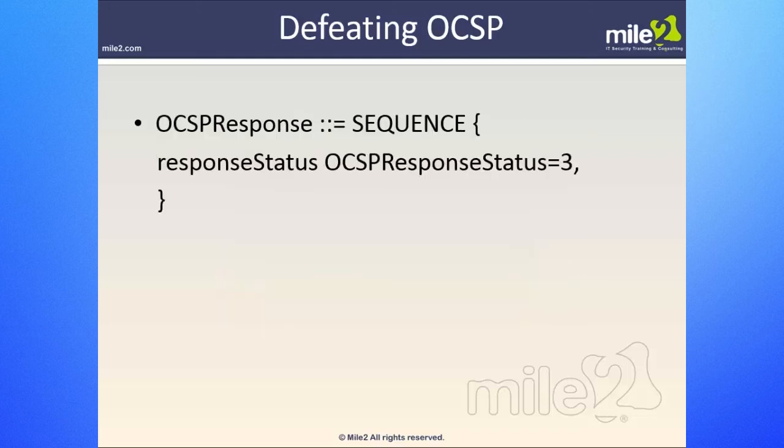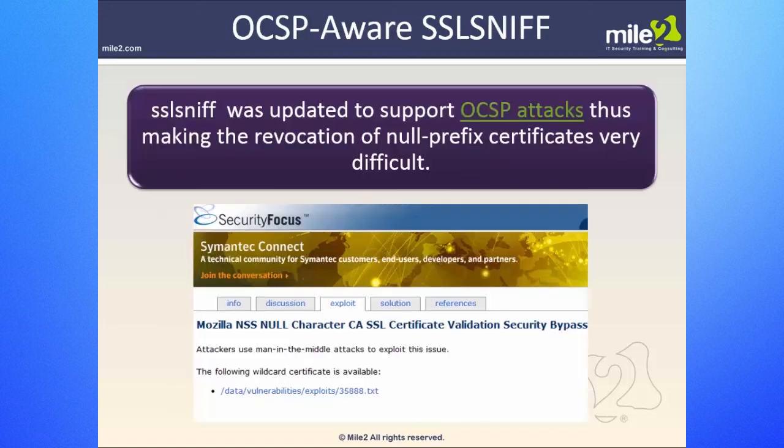Other things, so here we cannot send it successfully since we need to send the signature and so forth. So you generally don't include optional bytes here, and the only character that you should send in this particular case is 3, if we happen to get the response status OCSP response equals 3. So we have OCSP-aware SSLsniff. And keep in mind here, SSLsniff was updated to support OCSP attacks, thus making the revocation of null prefix certificates very difficult. And again, you can kind of see a little thing there, right?